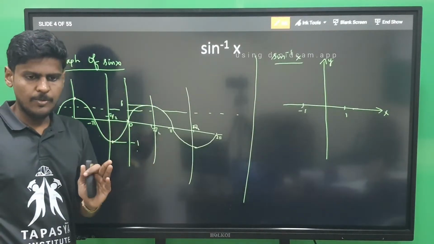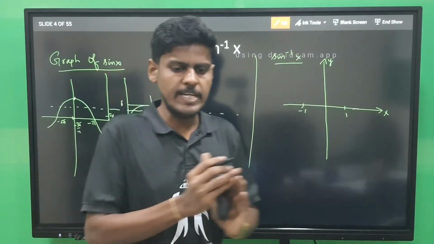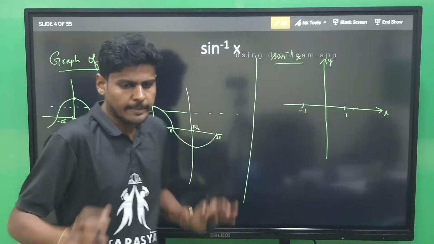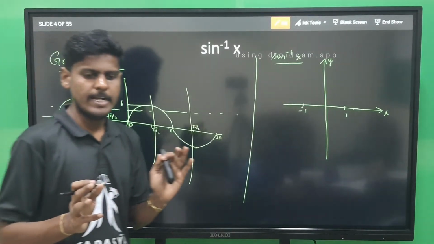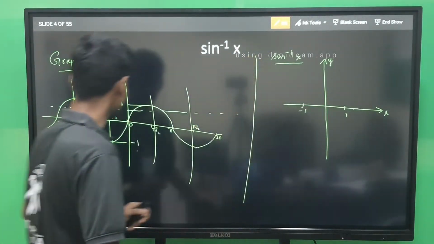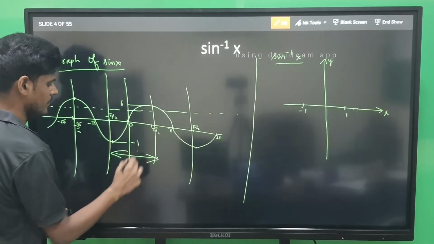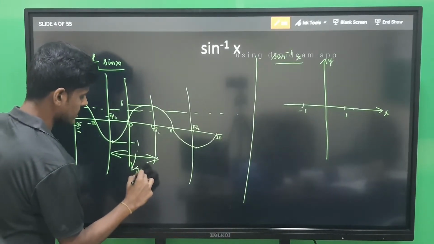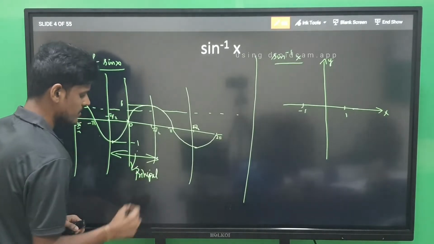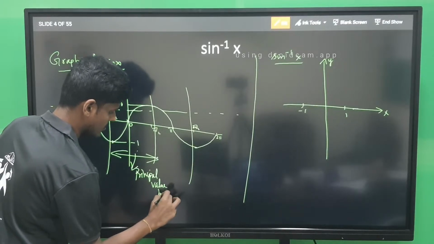Now what we need to do is take the branch that has 0 or which is very near to 0, and preferably on the positive side. That branch is called the principal value branch of the inverse trigonometric function. So this branch, minus pi by 2 to pi by 2, is called the principal value branch.